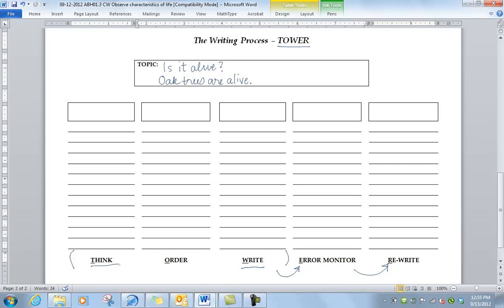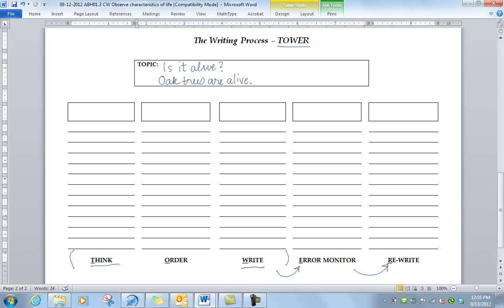Thinking is just what it sounds like. You're going to think about how you are going to defend your topic. How are you going to convince a reader that oak trees are alive? What evidence will you use? When that comes to mind, if I'm trying to convince someone that something is alive, the best place to start would be to use the characteristics of living things that we spoke about yesterday.